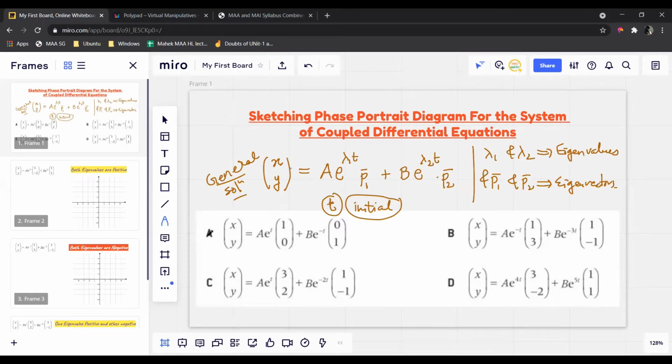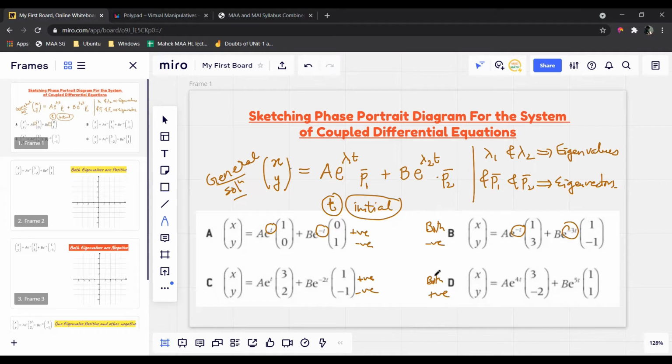So whatever questions you see over here, a, b, c, d, they all are general solutions of the coupled differential equations. So we can look at the values of lambda, the eigenvalues. Different eigenvalue signs have different characteristics while drawing the phase portrait diagram. Look here, in this part, one is positive, the other is negative. Look at this: negative, negative. So here both the values are negative, and here both the values are positive.